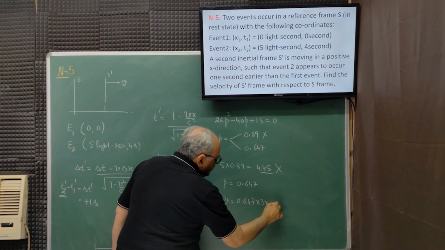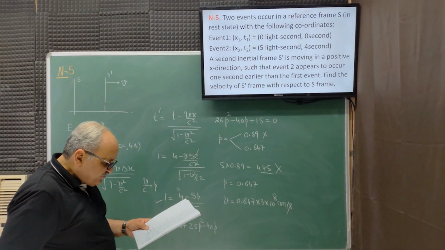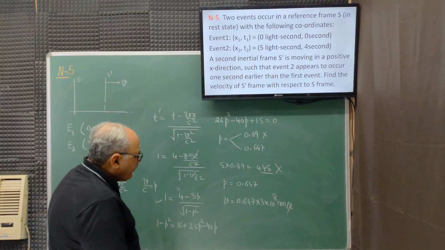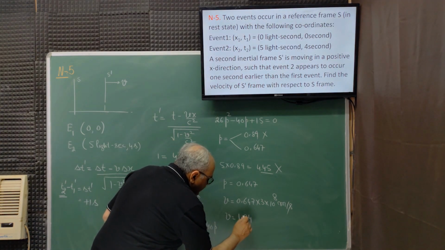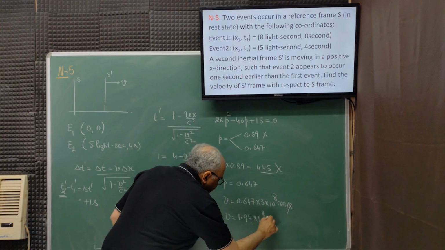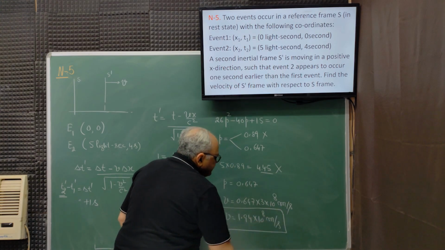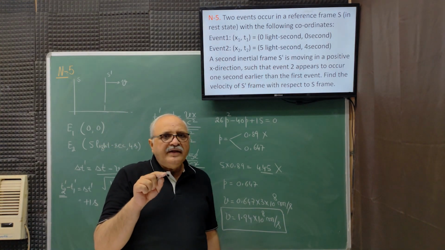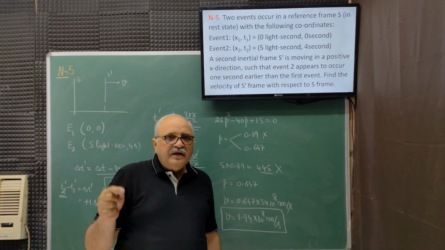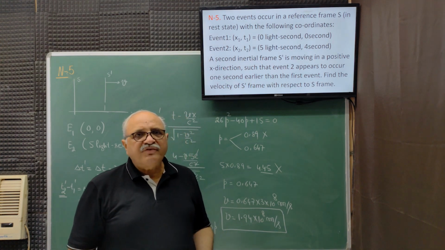So the velocity is equal to 0.647 multiplied by 3 into 10 to the power 8 meter per second, and if you solve it, this value comes out to be 1.994 into 10 to the power 8 meter per second. So this must be the velocity of the S dash frame, so that the second event appears to be 1 second earlier than the first event, as observed from the S dash frame.